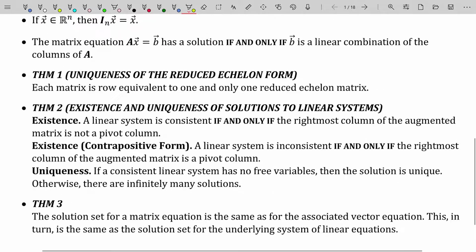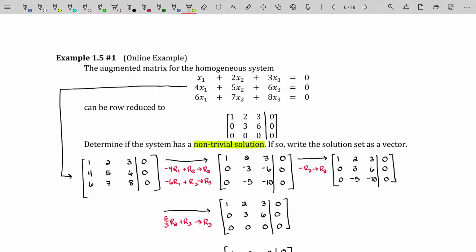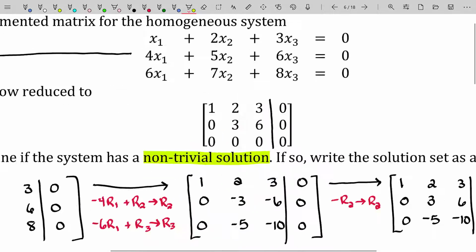And we could have actually used one of our previous theorems here to just say we have an infinite number of solutions because according to theorem 2, if you're working on the Lay text, if you're not working on the Lay text, you have a similar theorem. It's just an existence and uniqueness theorem for linear systems. But if a consistent linear system, which is what we have because it was Ax equals 0, it's homogeneous, it's consistent, has no free variables, then the solution is unique, but we do have free variables. So therefore there are infinitely many solutions. And that means that we know our system actually had a non-trivial solution from the get-go.